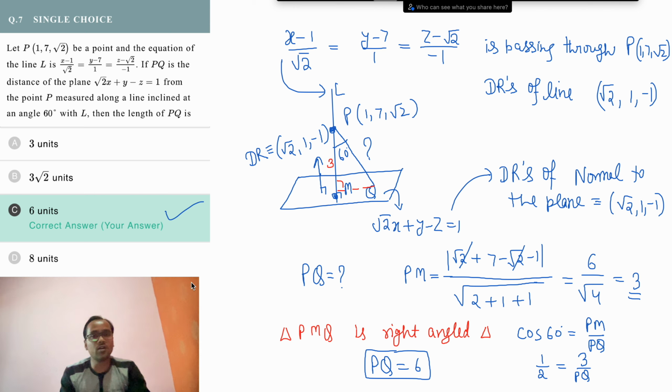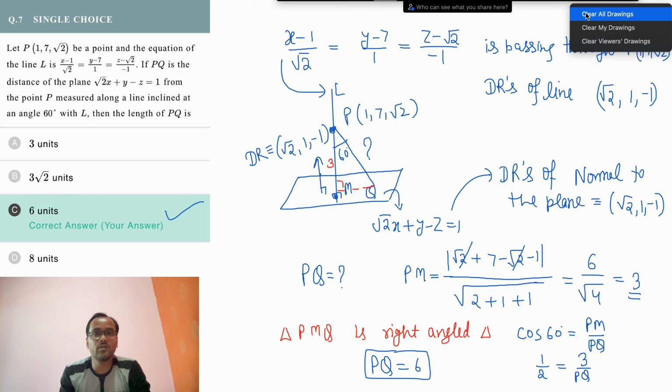So this question was a little bit observational. You have to observe the things here. First thing that you have to observe is point P is lying on the line. Second thing that you have to observe is the line is exactly perpendicular to the plane, because the line's direction ratios are along the normal's direction ratios. Okay, so the answer for this question will be option C. I hope this should be clear to everyone.